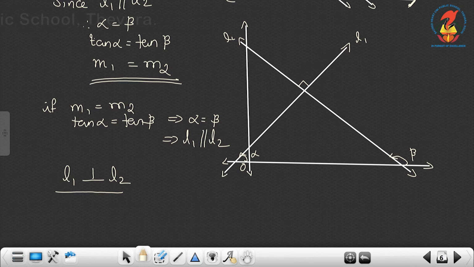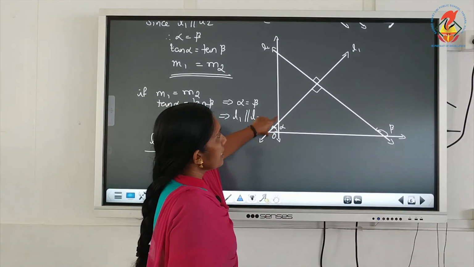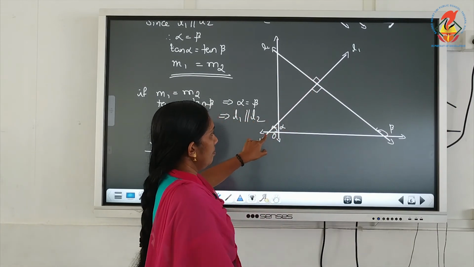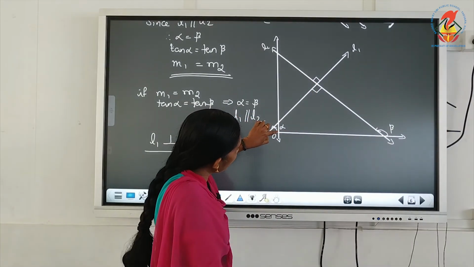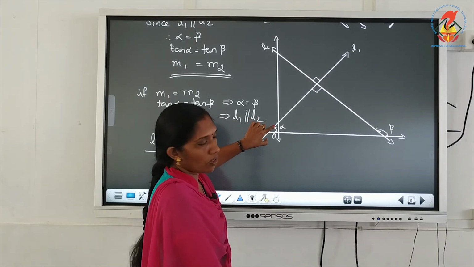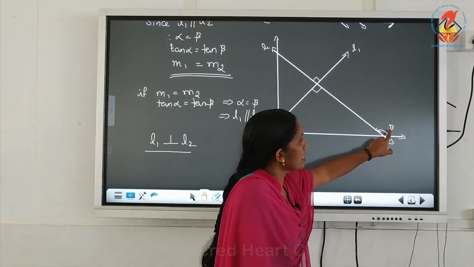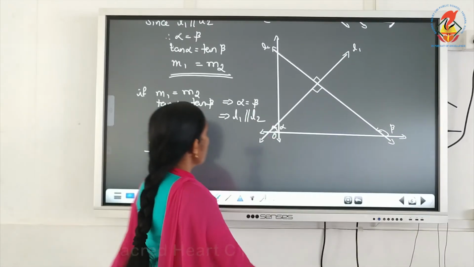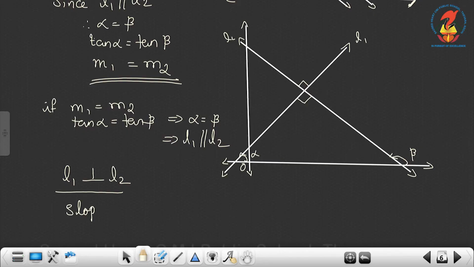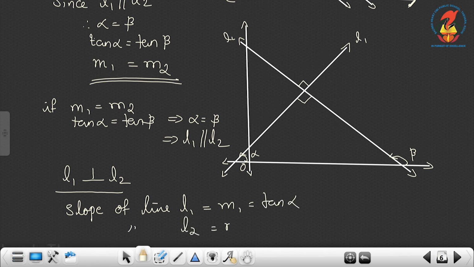That's why here 90 degree. Okay. So here also vertically opposite angles are equal. There also 90 degree. Then alpha is the angle of inclination of the line L1, the angle made by the line with the positive direction of x-axis measured in anti-clockwise direction. Then beta is the angle of inclination of the second line. So what is the slope of line L1? Slope of line L1 is M1 is equal to tan alpha. Slope of line L2, M2 is equal to tan beta.